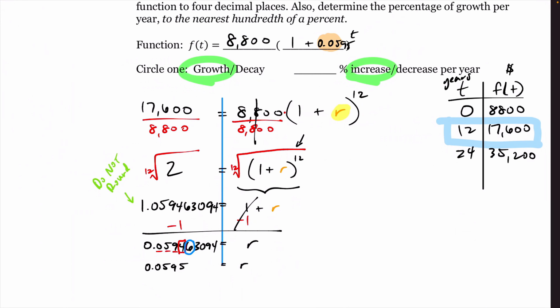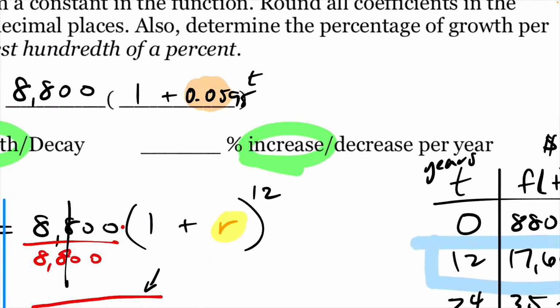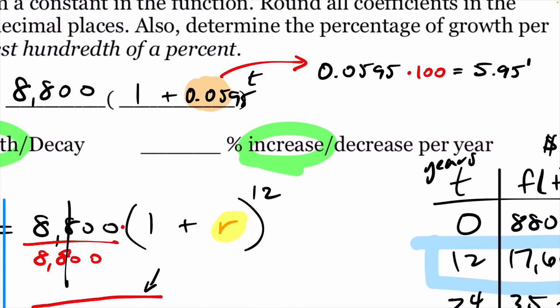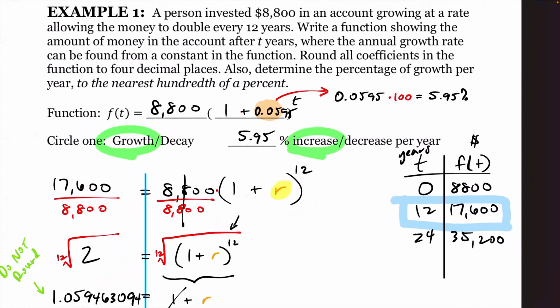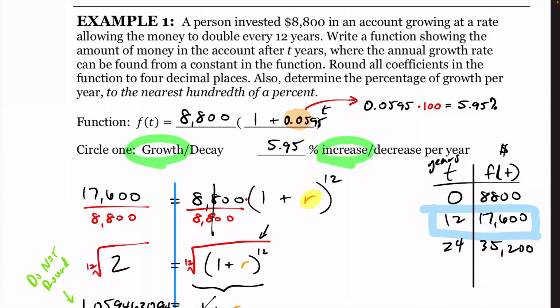Last step. What percent increases that? I know it's an increase because it's growth. So what percent does that represent? 5.95. How do I know that? This is how you do it. You take R and you multiply it times 100, and you get 5.95%. And you're done. That's R. That's the percent increase. It's growth. There's my function there.